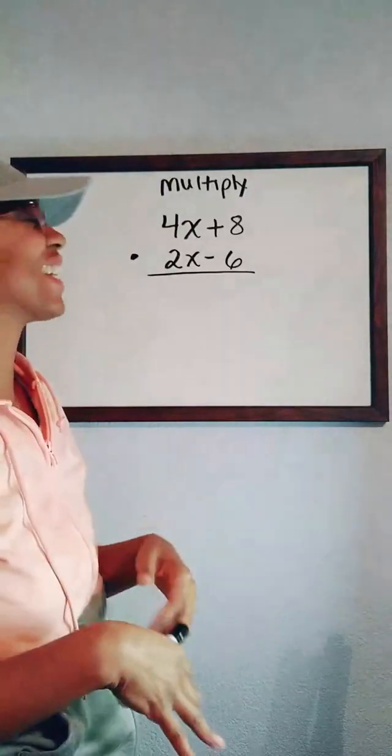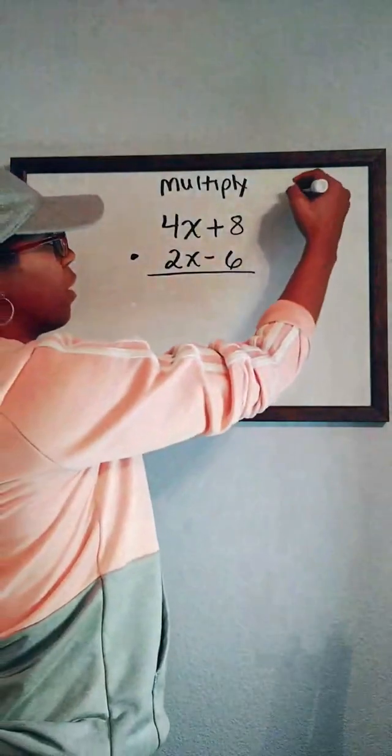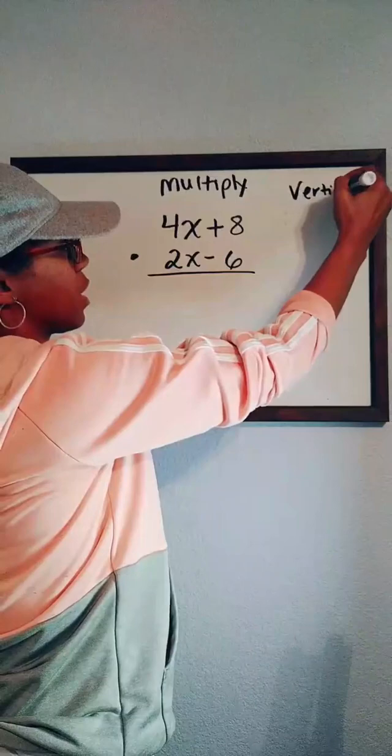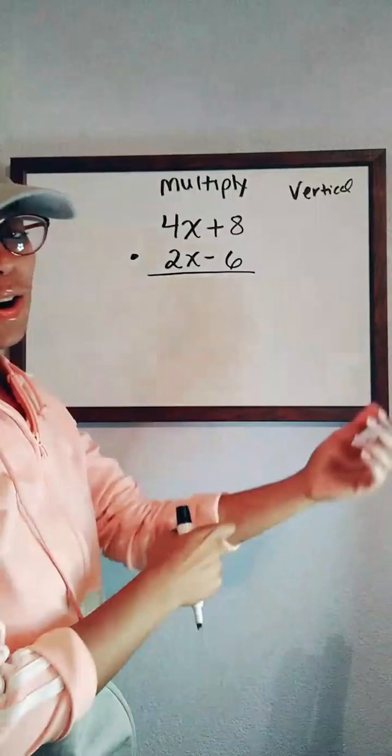Yes. So we're gonna multiply like normal, as if we were multiplying two-digit numbers.